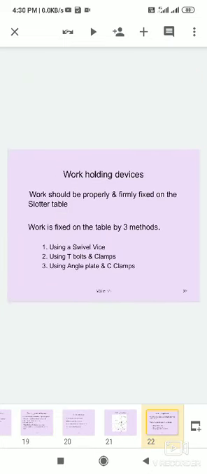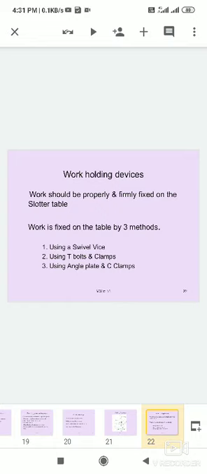Slotter machine work holding device. A work holding device is very important for any machining of any workpiece on the machine. Work should be properly and firmly fixed on the slotter table. If it cannot be fixed properly, some operations may run on the middle portion. Then the workpiece is disturbed, causing wastage of material and power consumption, and some accidents can also occur.